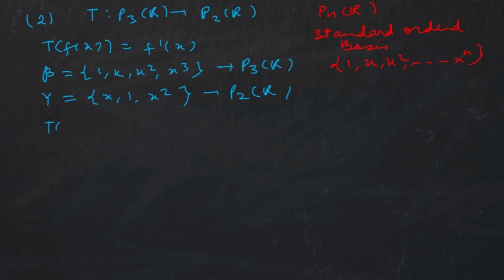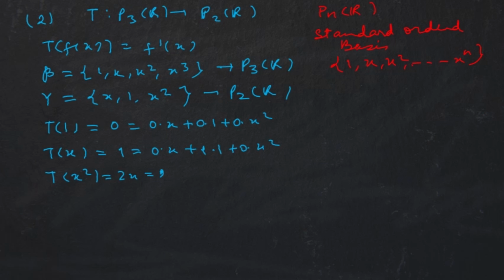Now let's calculate T(1). So T(1) is the derivative of 1, which is 0. So this is equal to 0 into x plus 0 into 1 plus 0 into x squared. Now T(x). So T(x) is 1, which is 0 into x plus 1 into 1 plus 0 into x squared. T(x squared) is equal to 2x, which is equal to 2 into x plus 0 into 1 plus 0 into x squared. And last, T(x cubed) is equal to 3x squared, which is equal to 0 into x plus 0 into 1 plus 3 into x squared.